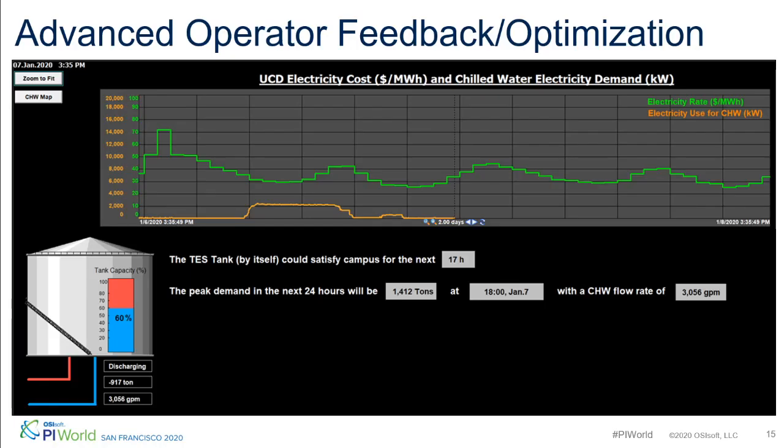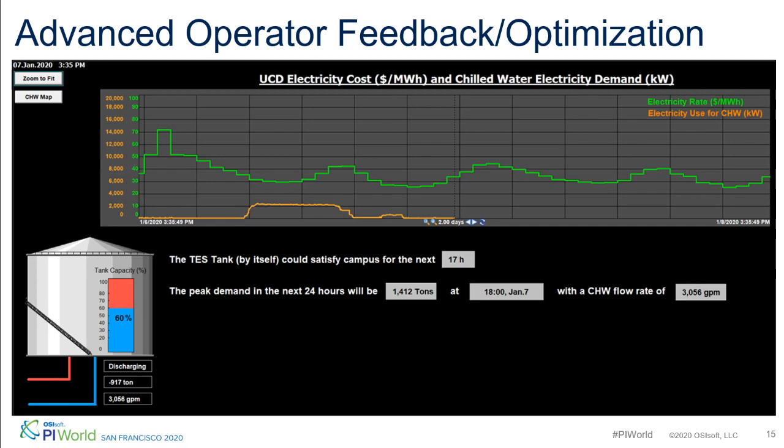So we created this screen to put in front of the operators the electricity pricing as well as the electricity used by the chillers, in kilowatts. The use is the orange line. The green line on the top is the current rate, and also the projected rate for about 24 hours.